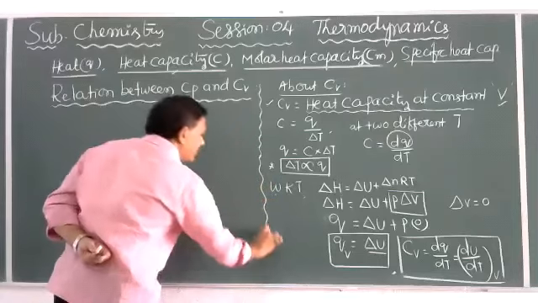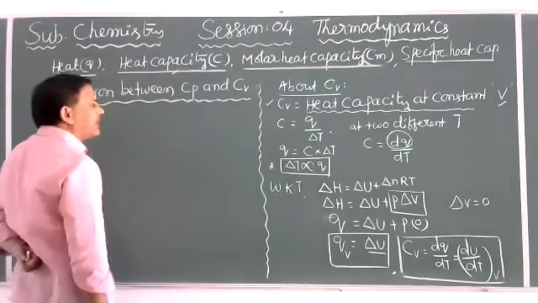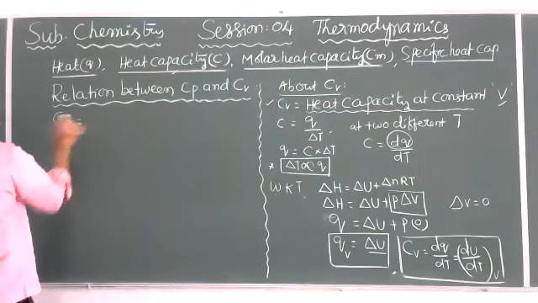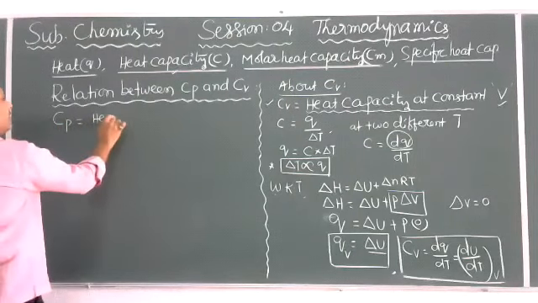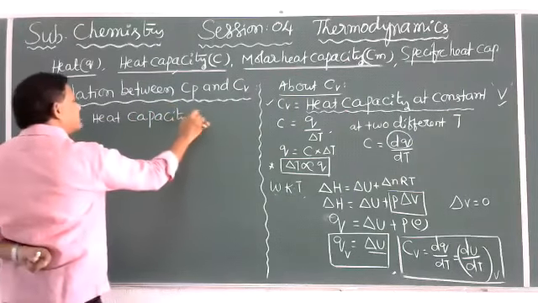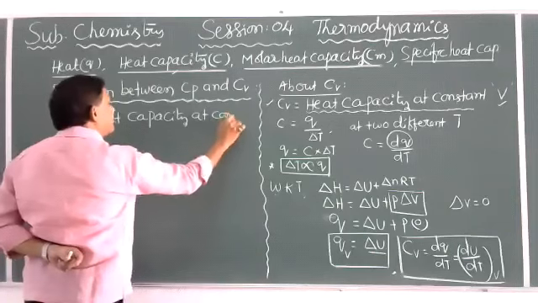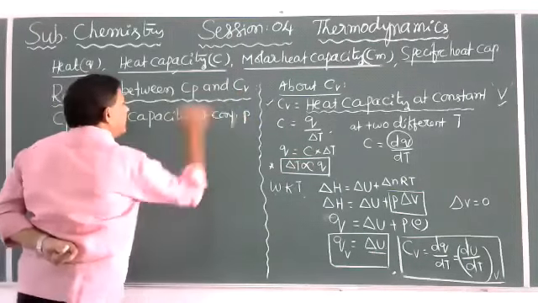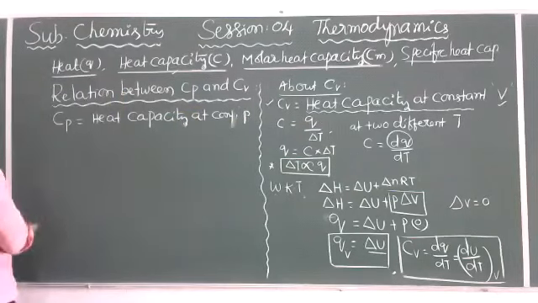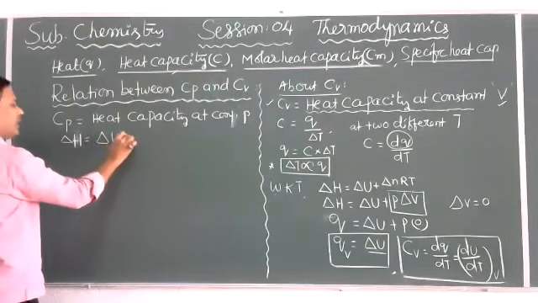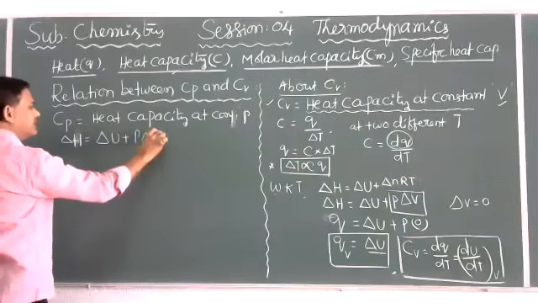Similarly, here we want the heat capacity at constant pressure. Here Cp is equal to heat capacity at a constant pressure P. We know already delta H is equal to delta U plus P delta V.